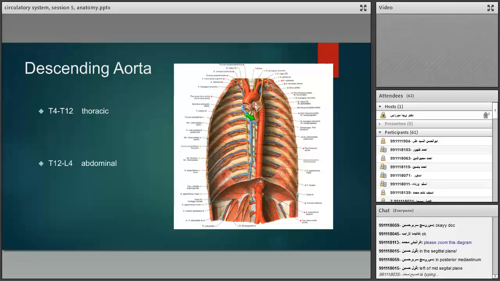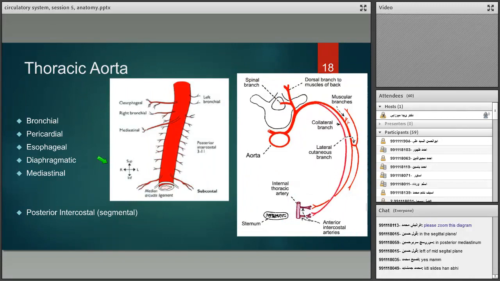It is placed beside the esophagus. Look at here, this is the esophagus. It is placed on the left side of the esophagus at the upper parts here. So, from T4 till T12 is called thoracic aorta and from T12 to L4 is called abdominal aorta. Now let's talk about the thoracic aorta.